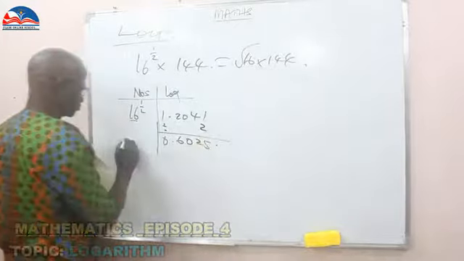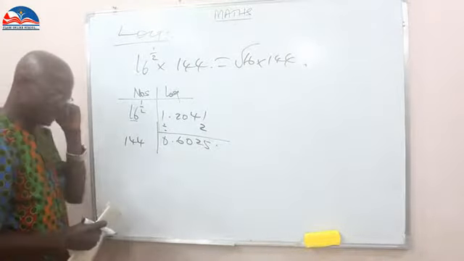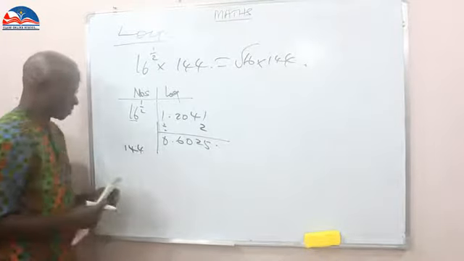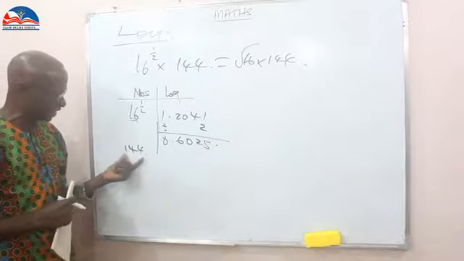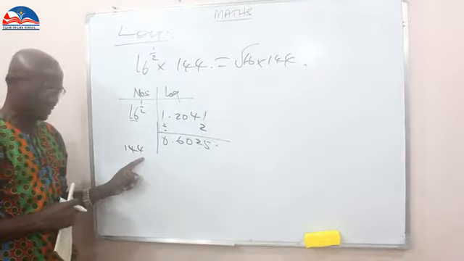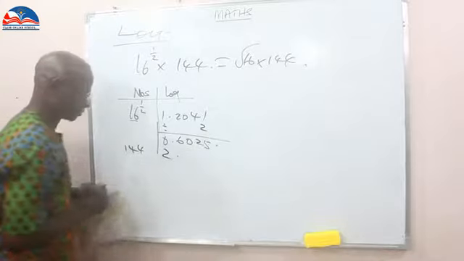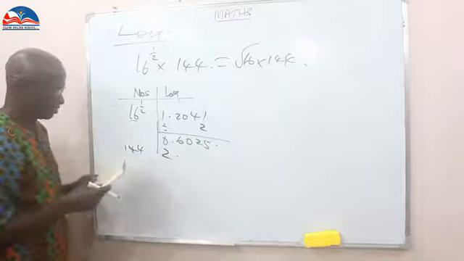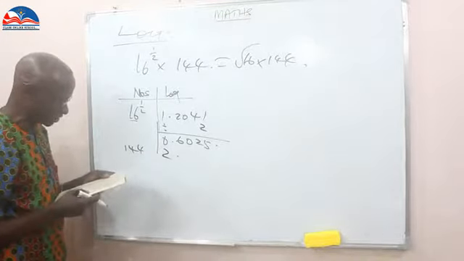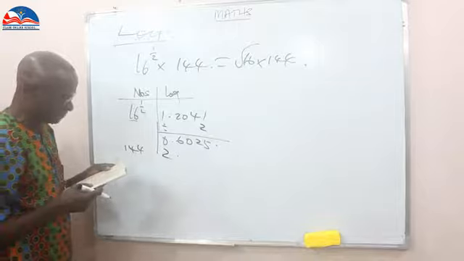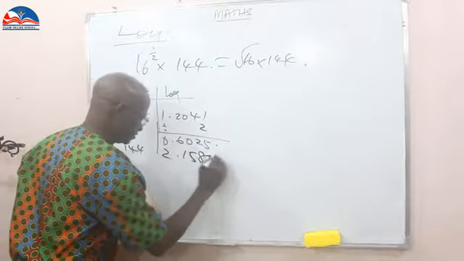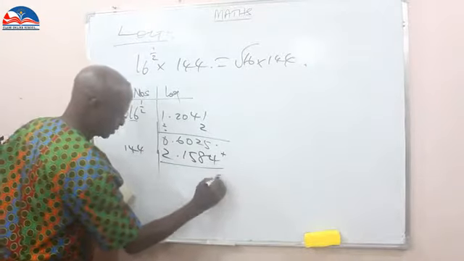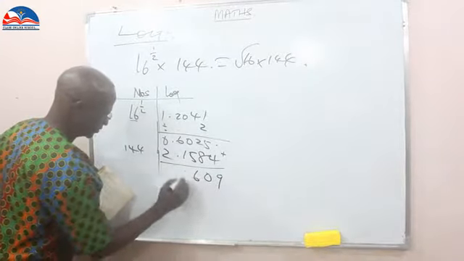Now, because this 144 is coming up here, we want to determine the character first. Count the number of digits: 1, 2, 3. 3 minus 1, 2. So the character is 2. Now, determine the multiplier by 14 under 4. 14 under 4 gives us 1584. Since we multiply, we are going to add.